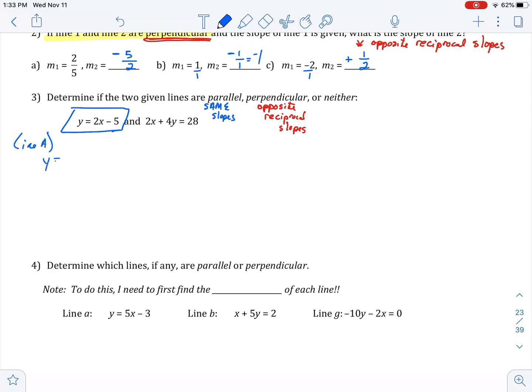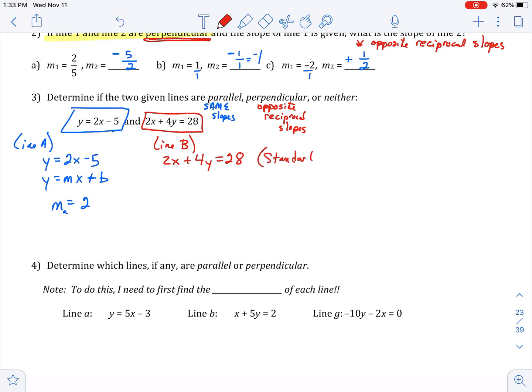And if I take a look at y equals 2x minus 5, I recognize that this is a y equals mx plus b form, which would give me the slope here of this first line as being 2. When I take a look at line B, well, line B is starting out for me not in slope-intercept form. This is starting out in something that is called standard form.